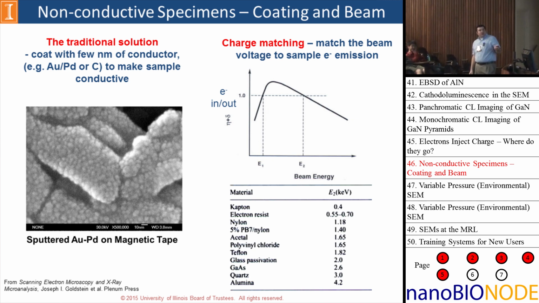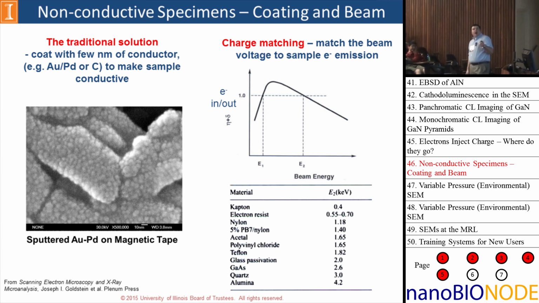As long as your coating does not exceed the things that you're looking for. If you're trying to look at 5 nanometer pores, coating is probably not going to be the best way of going about it. But if you have larger features, things like soils or sands, coating is a really good way of dealing with your charging sample.